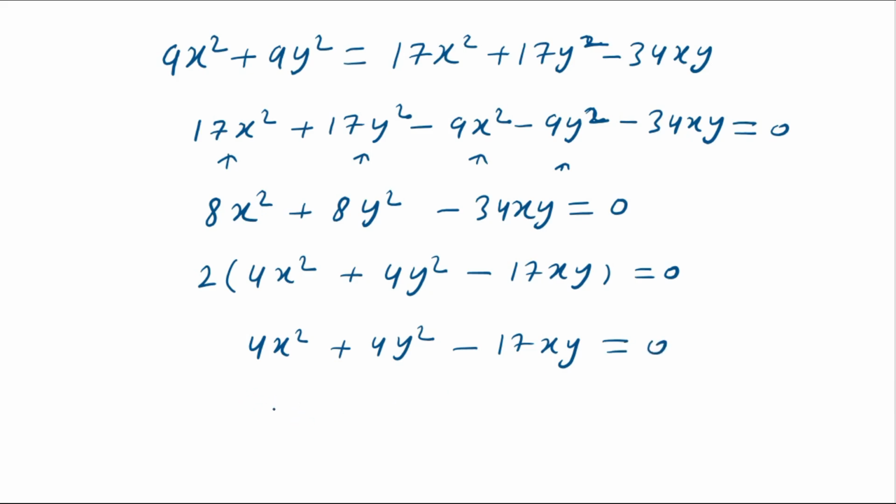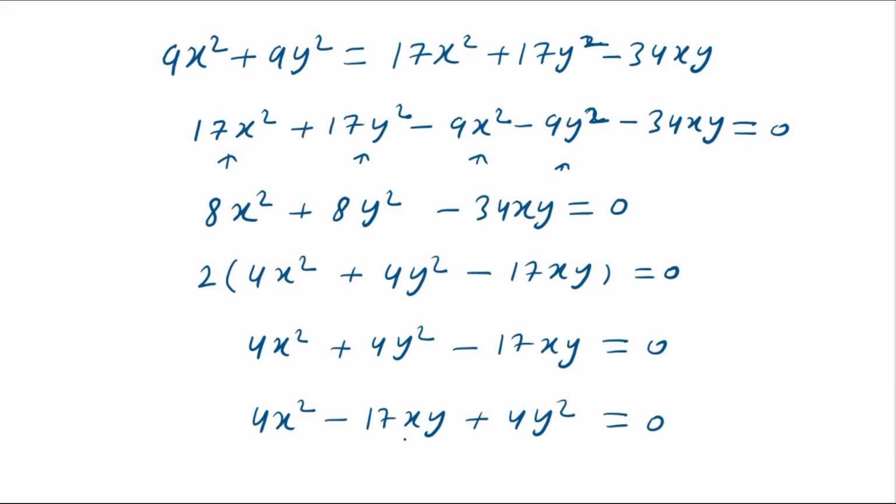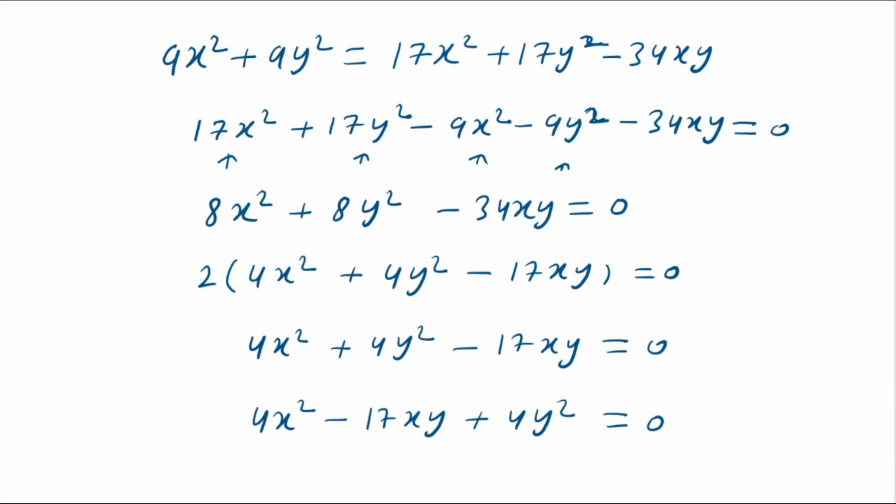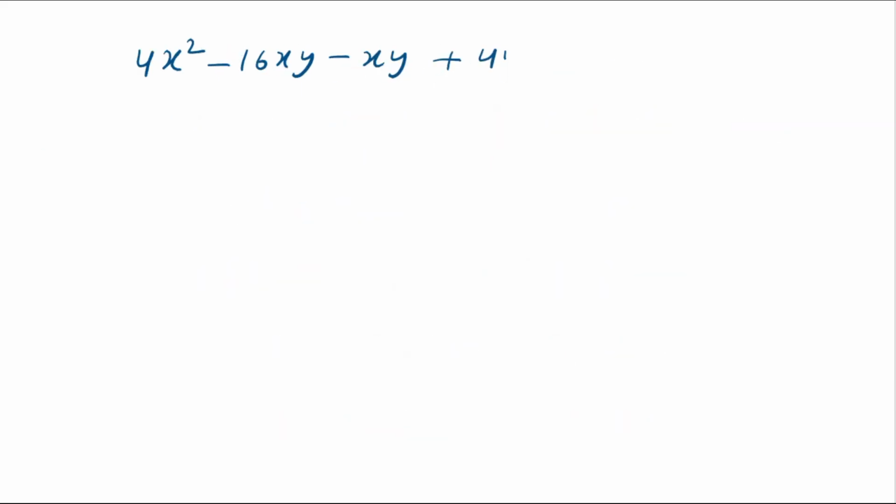Now first we will write this expression as 4x² − 17xy + 4y², and this equals 0. This expression is factorizable, so first we will make factors on the left hand side. 4x², and this −17xy is the same as −16xy − xy, and then plus 4y², and this equals 0.